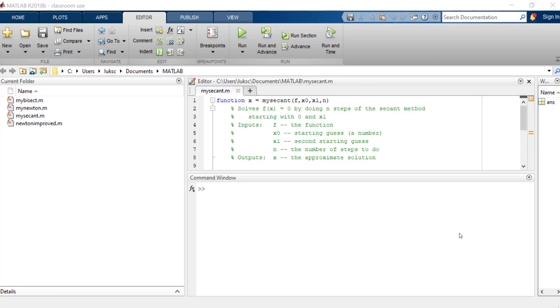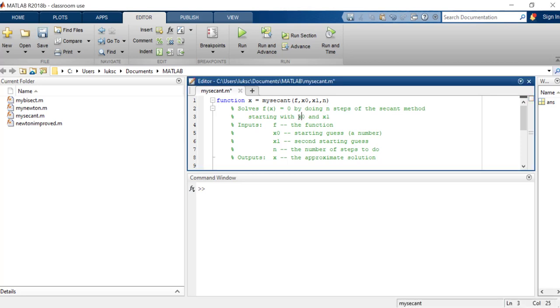And again, we're using one of the Young and Mohlenkamp M-file scripts that they have in their book, Introduction to Numerical Methods. So in this case, we've got the function x = mysecant(f, x0, x1, n). This is going to solve f(x) = 0 by doing n steps of the secant method, starting with x0 and x1.